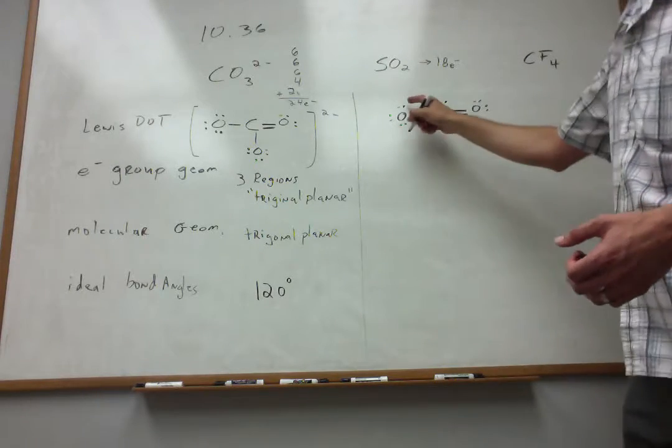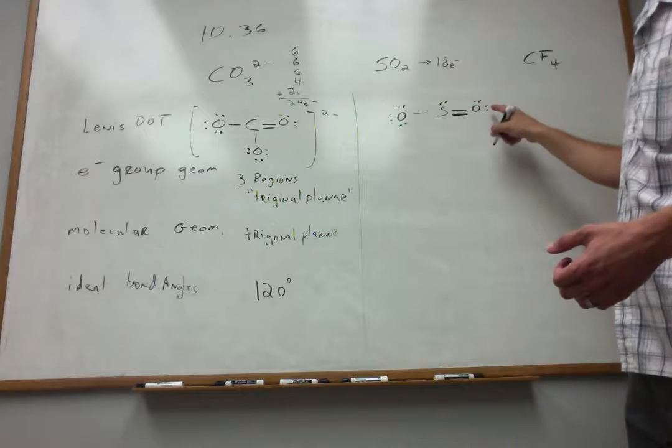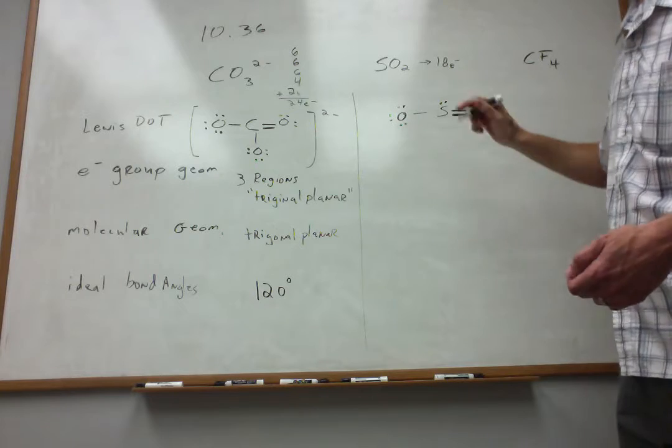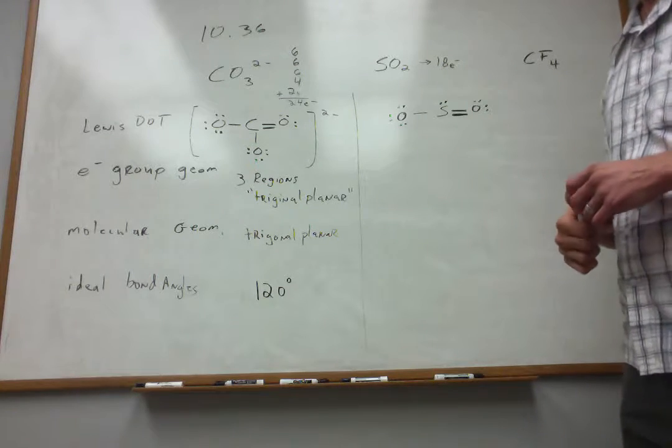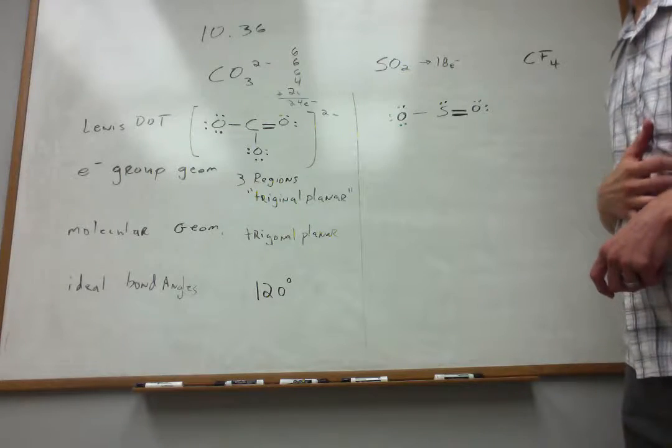So in this case, 6, 8, 10, 12, 14, 16, 18. My structure's got 18. I have 18 to use. That's an agreement, and this would be an acceptable dot structure for SO2.